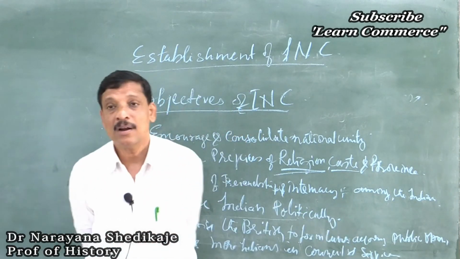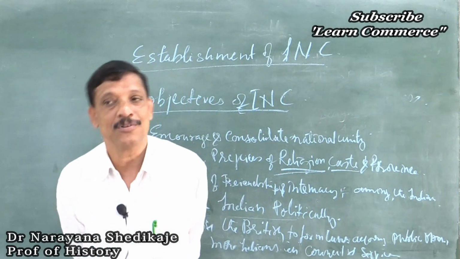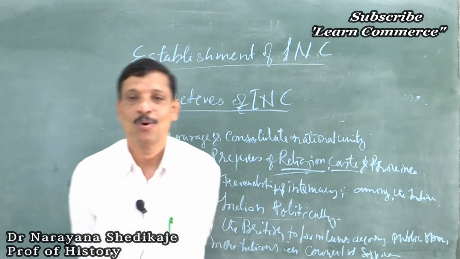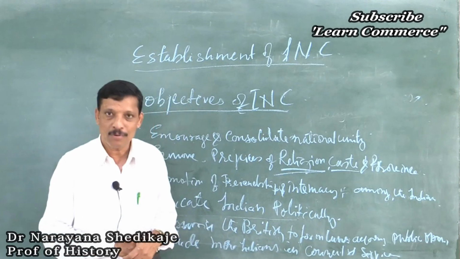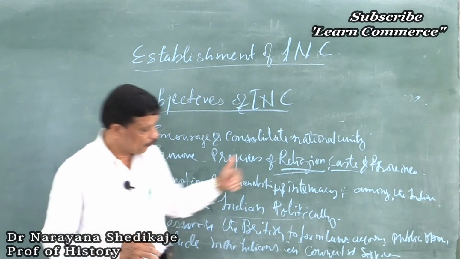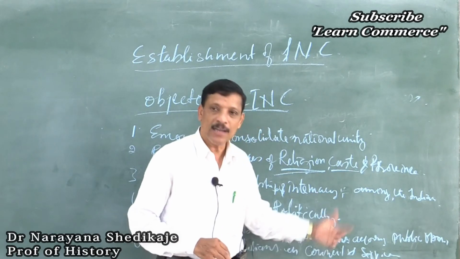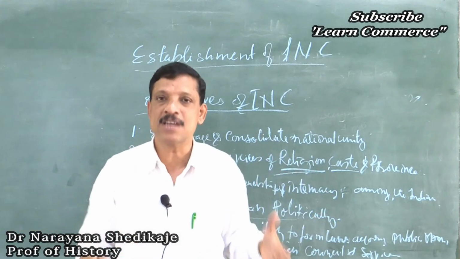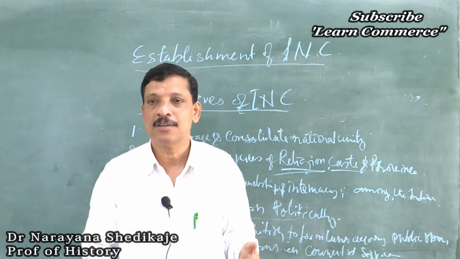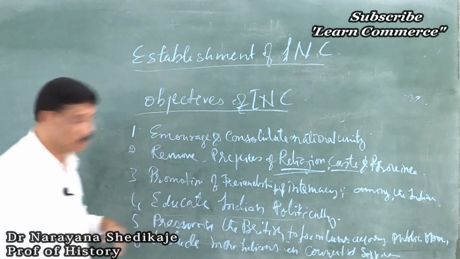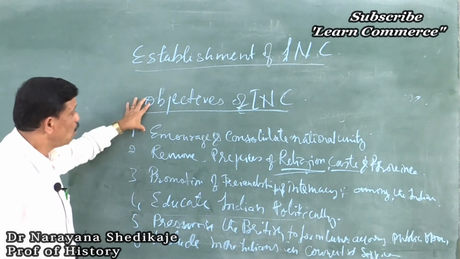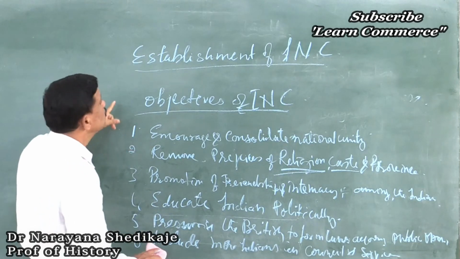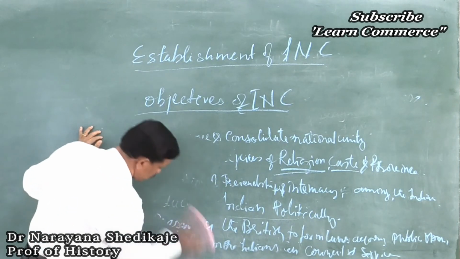And more Indians are not in services. In the top administrative places, who are there? British. But now Indians should get more opportunities in the civil services, in the higher posts, so that if they are in the administration, it also helps the Indians to get benefits. So this is another important aspect. All these factors are the important objectives of the Indian National Congress.